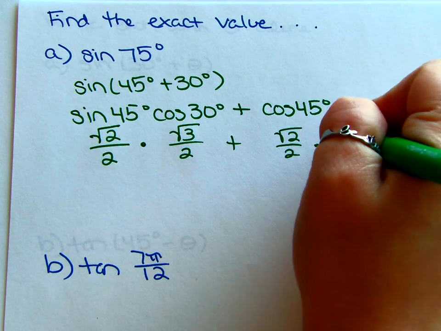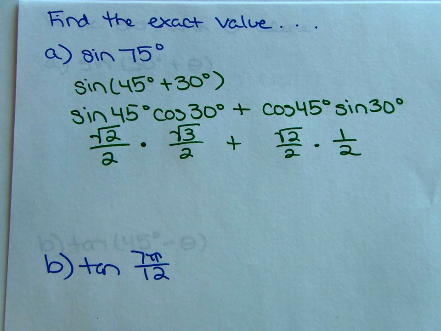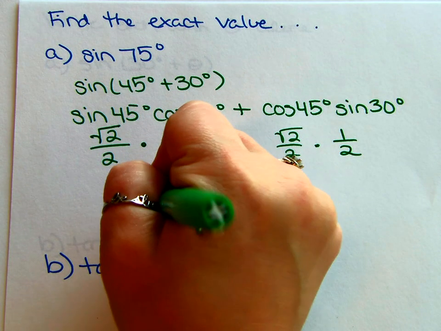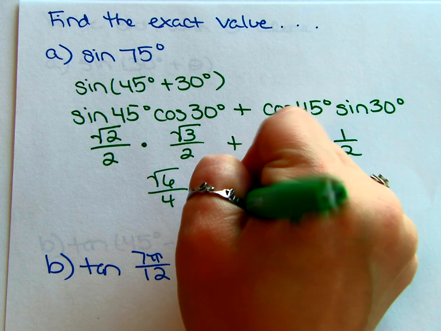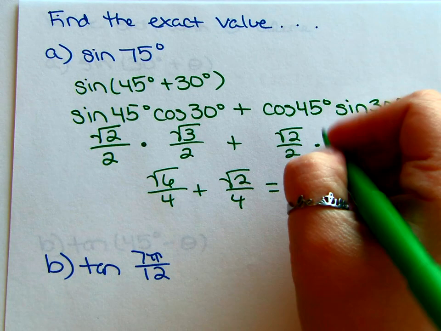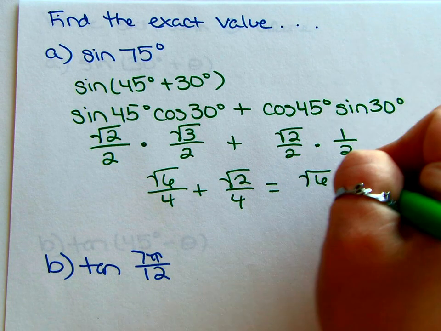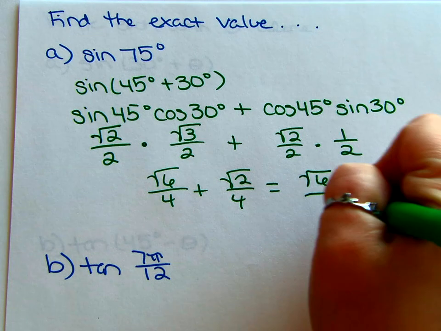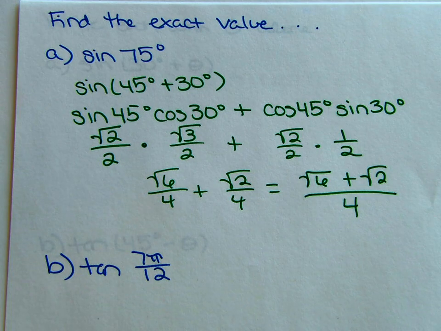This looks a lot like something else we did. A whole lot. Square root of 6 over 4 plus square root of 2 over 4, maybe because it's the exact same thing that we had earlier. That was the exact same answer that we got for the exact value of cosine of 15. Which should make sense, because 15 and 75 add together to give us what? 90.